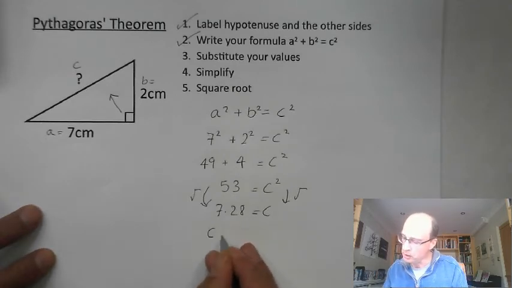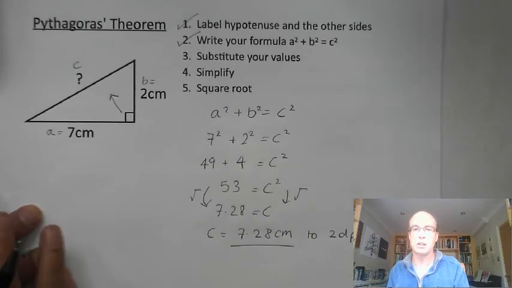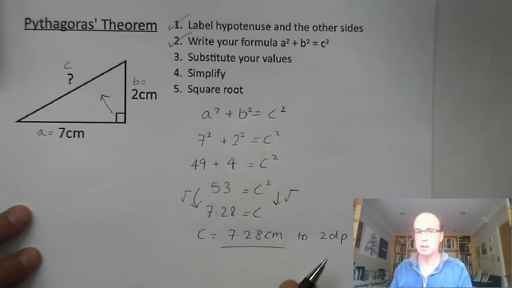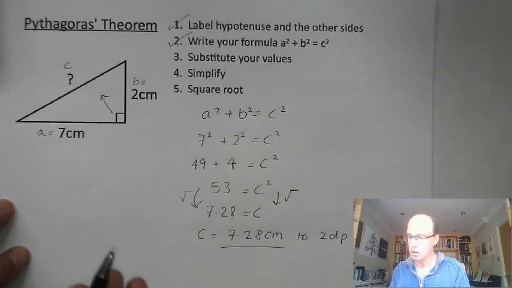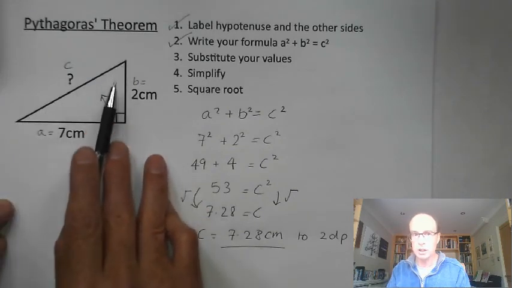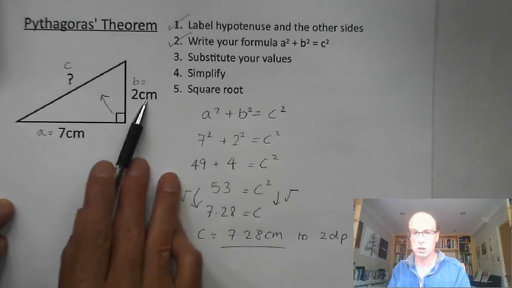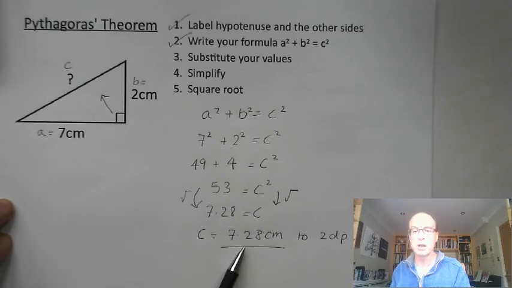So C is equal to 7.28 centimetres, and I'm going to write it to 2 decimal places, so that's the level of accuracy that I've used in this particular case, 7.28. I'm going to do that final sense check. So I've got a length of 7, a length of 2. I'm trying to find the longest side, the hypotenuse, so I'm looking for an answer that's bigger than 7 and 2. I've got 7.28, so it passes my sense check. Okay, and job done.